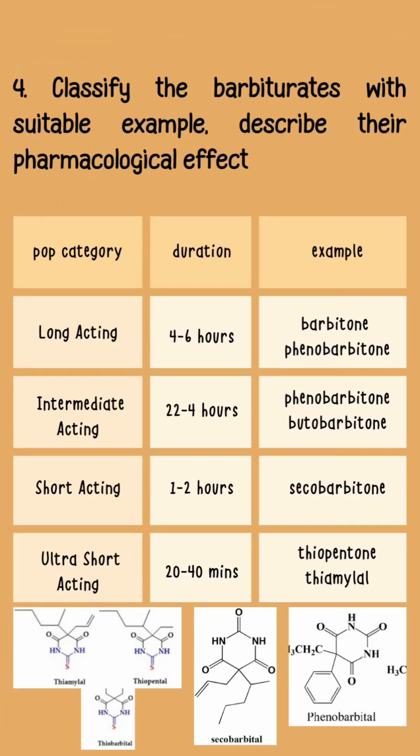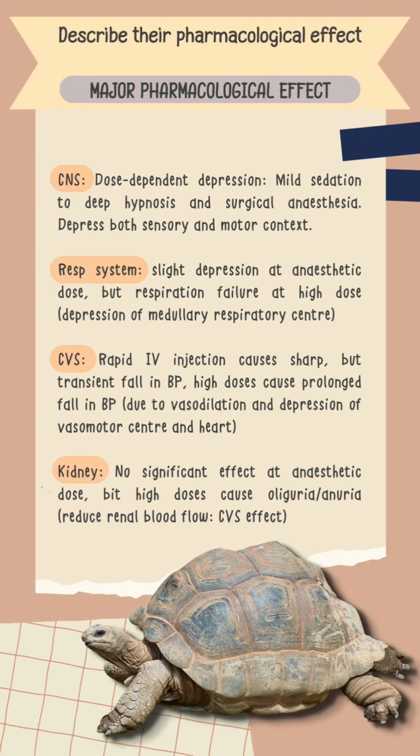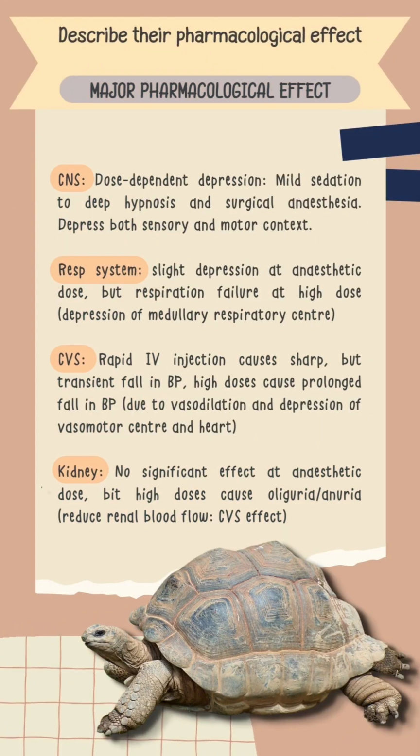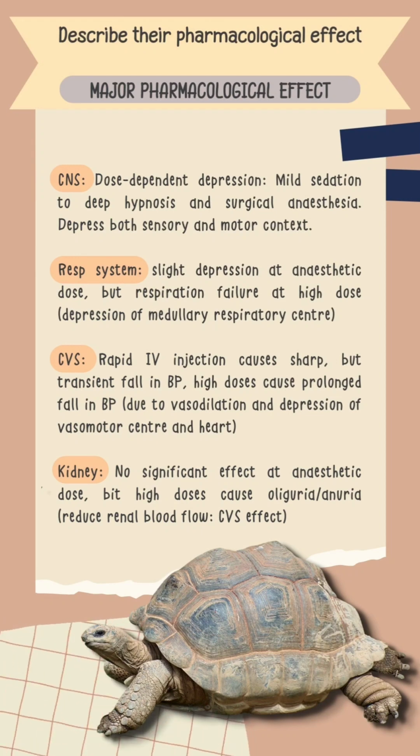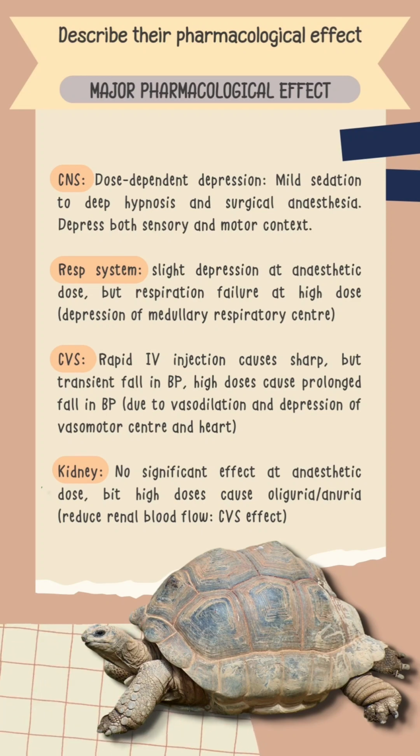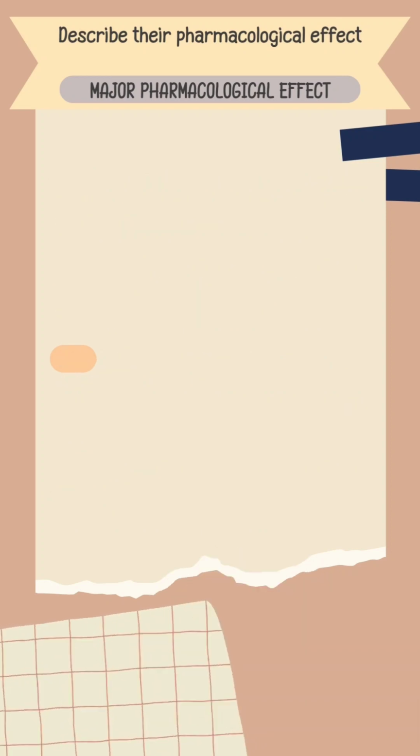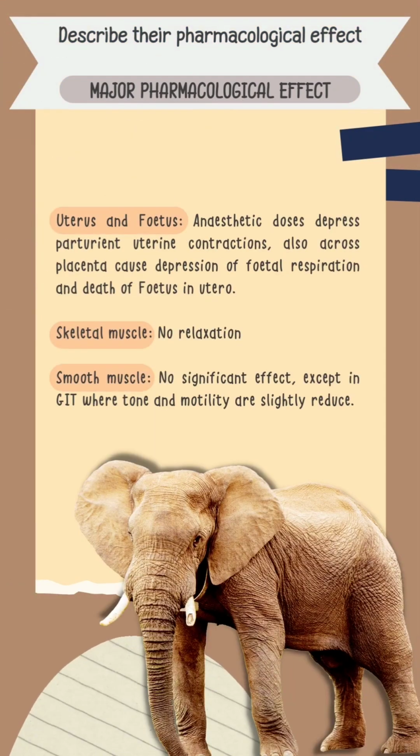Here are the suitable examples and the pharmacological effects of the barbiturates. Their major pharmacological effects in the CNS, respiratory system, CVS, and kidney. In the uterus and fetus, skeletal muscle, and the smooth muscle.